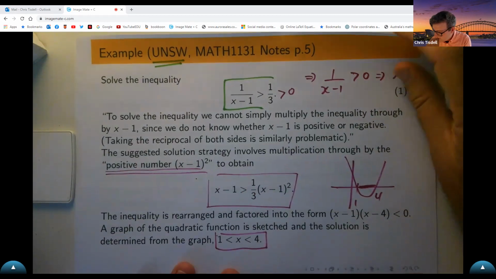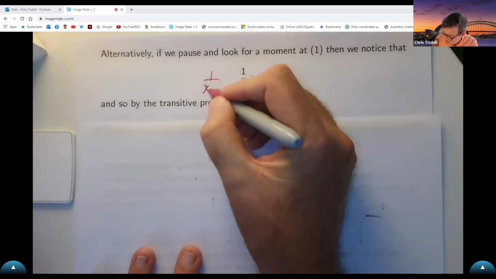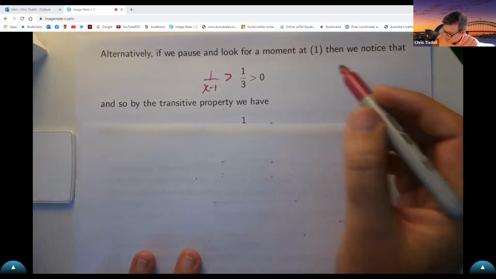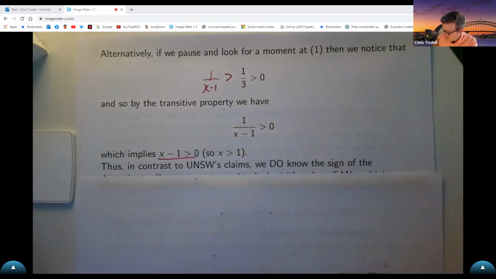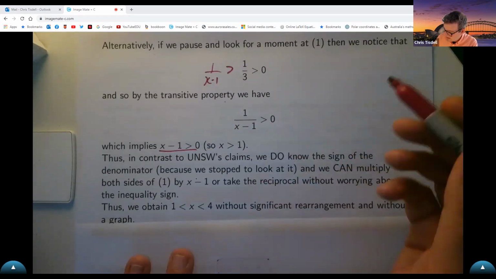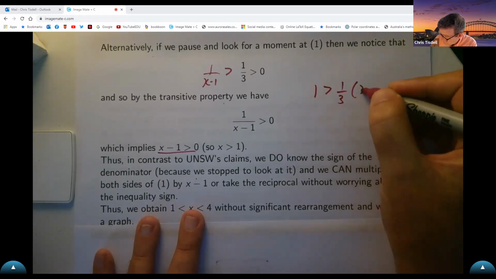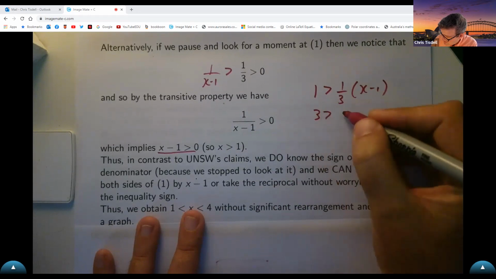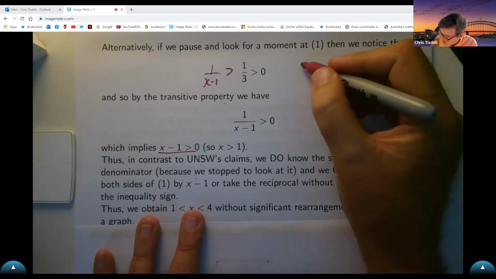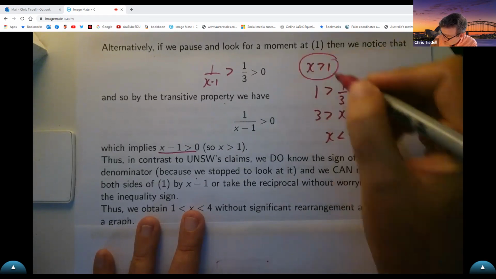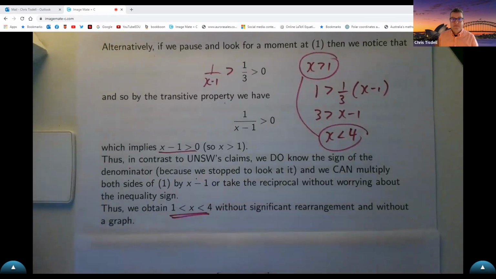So what about the transitive property? Well, again, 1 on x minus 1 is greater than that. So multiply both sides by x minus 1, right? So you get the same, you rearrange that. x is less than 4. Okay, so you know that x is greater than 1, x is less than 4. You combine them, and there you go.